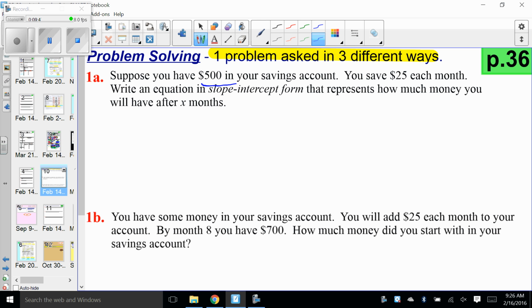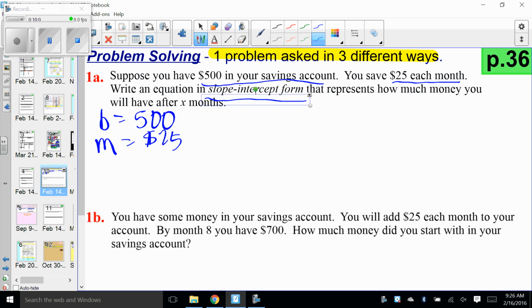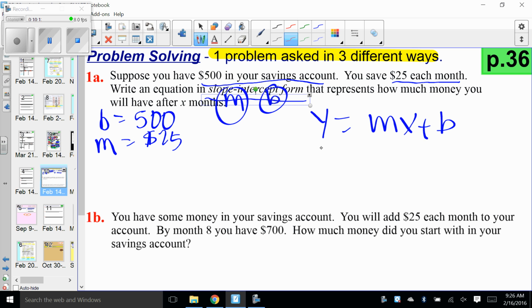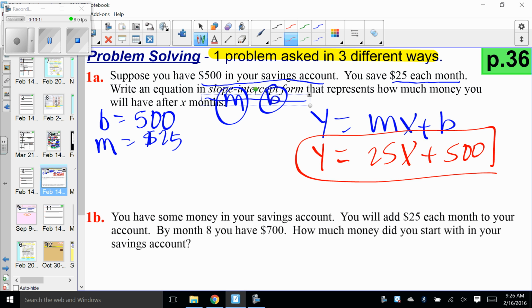Suppose you have $500 in your savings account. That sounds like a B to me. A beginning amount. You save $25 each month. That sounds like a slope. Write an equation in slope-intercept form. Slope, intercept, slope, intercept. That means you need a y equals mx plus b. Slope, intercept, m and b. Plug in y equals 25x plus 500. Slope-intercept form, done. Y equals mx plus b.